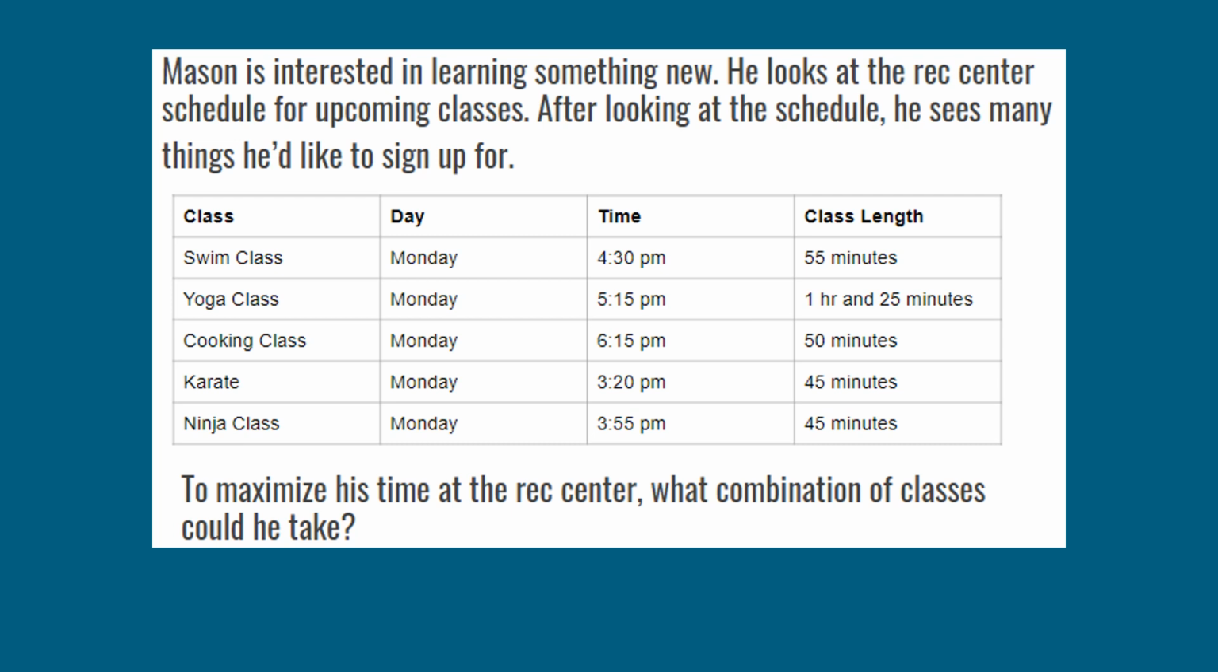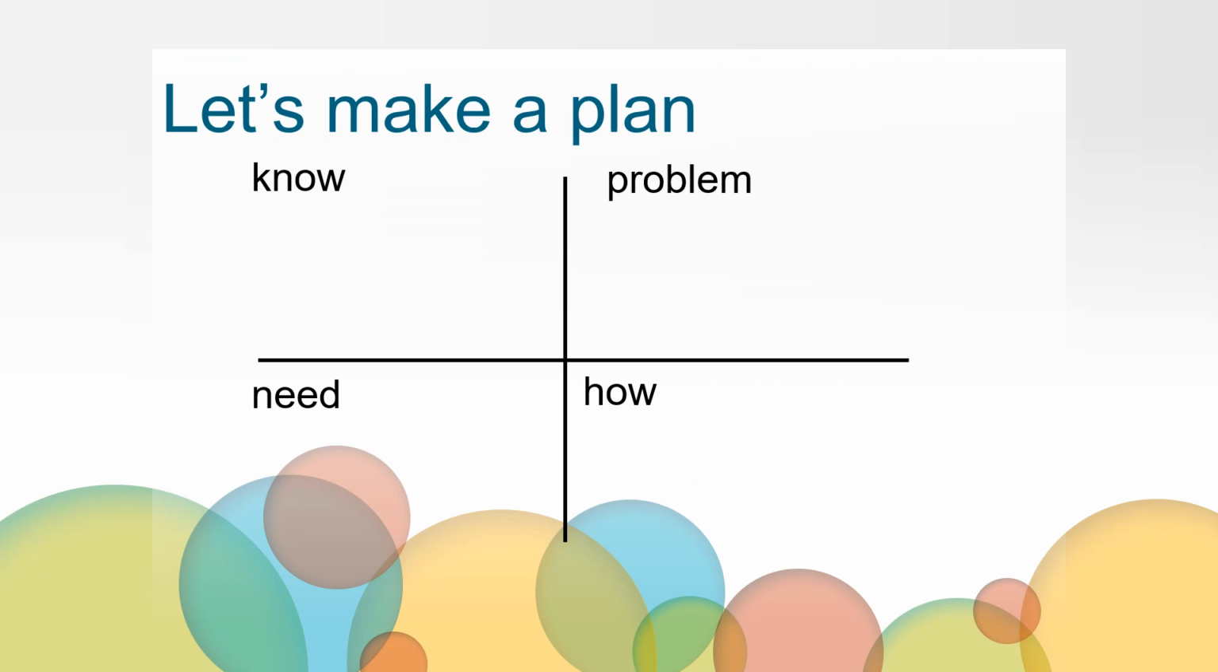We will need to figure out what combination of classes he can take without any overlap. We will answer this question, but first we will create a plan for answering it. On your paper, draw the lines that you see on the screen and label each square.